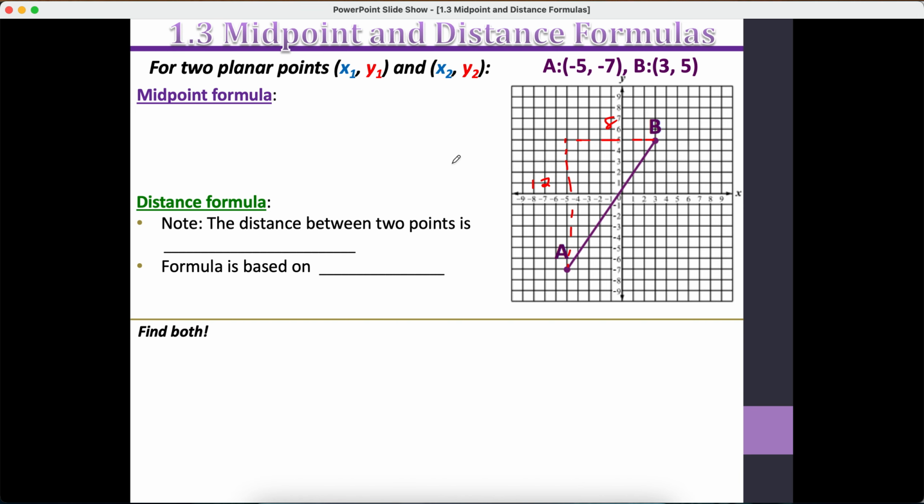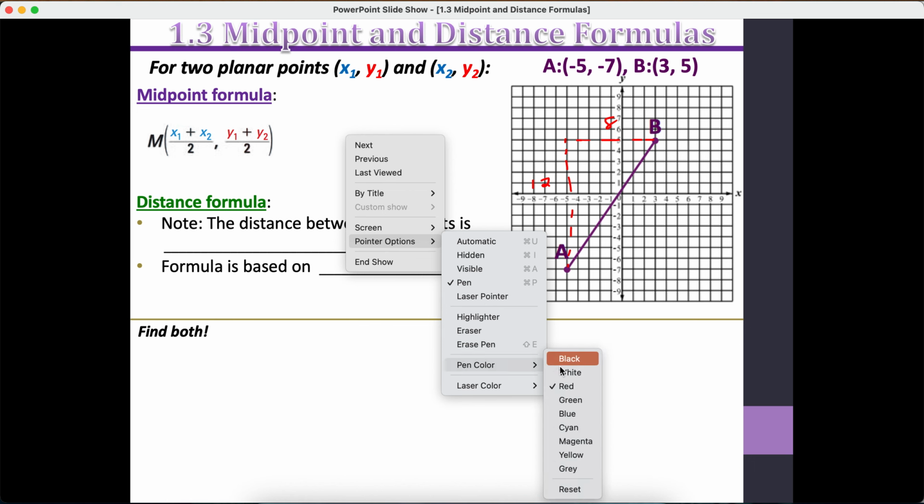But if I just note previously what I had done, which is take the average of the coordinates, I can do that again, but twice, basically. Once for the x's and once for the y's. So here's a formula. This is the midpoint formula. We will certainly utilize this in the future.